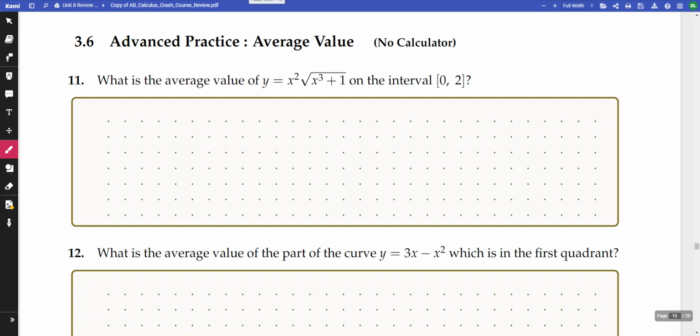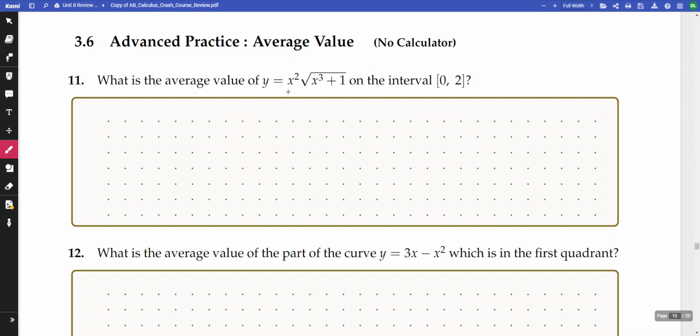So in a previous video, we looked at working with the calculator to solve some of these average value problems. And one of the problems that we solved was this one right here. But let's look to solve this without a calculator. What is the average value of this function on this interval?